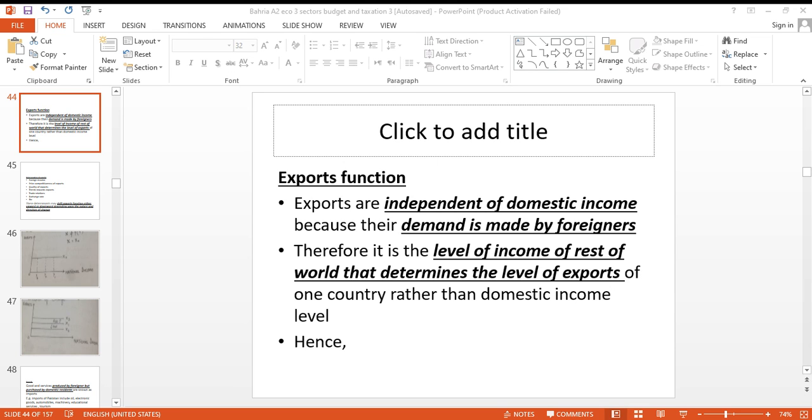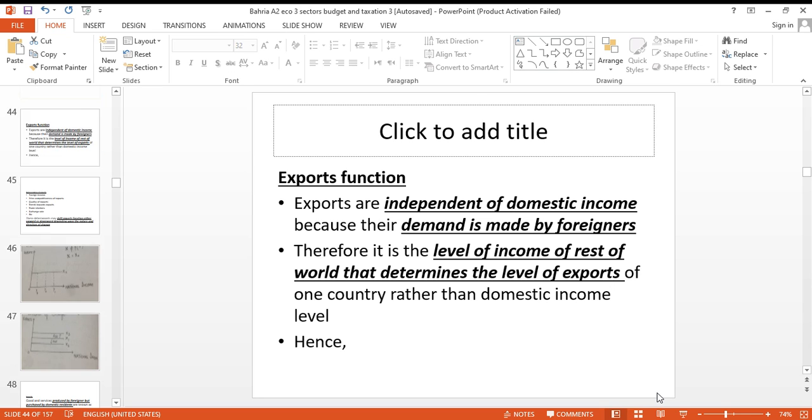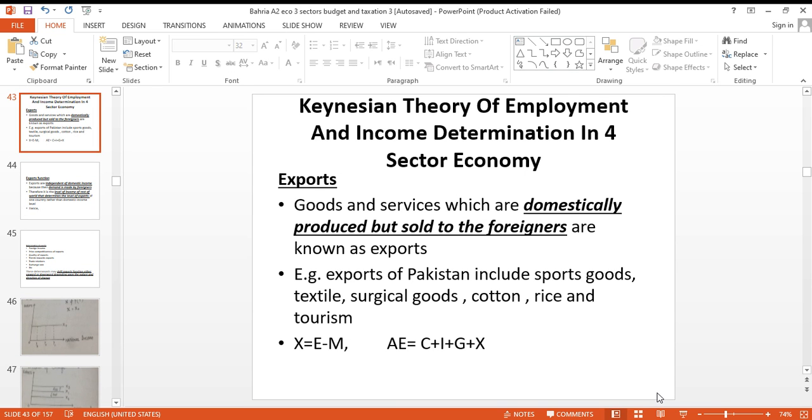All right, welcome back. So today we are going to go on a new topic, and that is related to export function and exports. And then we are going to go to imports and then the net export function. Please do keep in mind that we will define exports as domestically produced goods sold to foreigners.